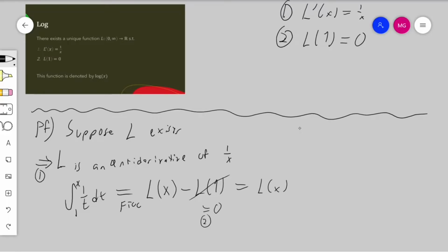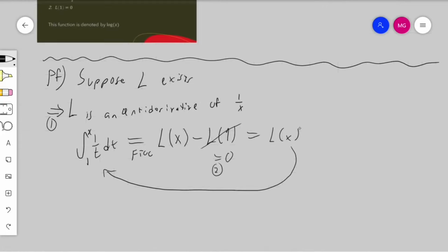So what we've just done is show that L of x, if it exists at all, is defined in this way. It's the integral from 1 to x of 1 over t dt. Now, this doesn't necessarily mean that this function does satisfy the properties. It just means that if a function satisfies the two properties, it must be this function here. So this shows L is unique if it exists at all. So we do have uniqueness.